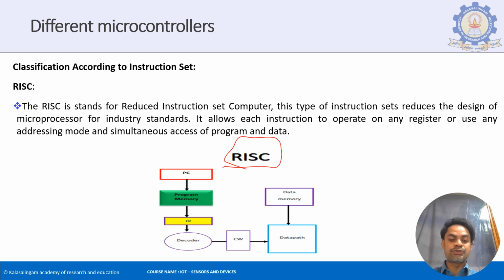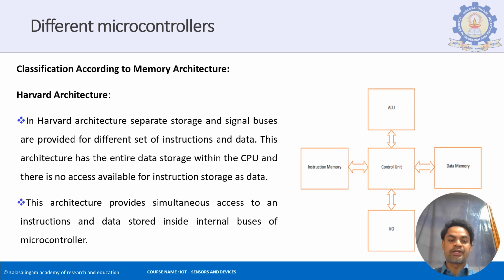RISC, as I told you, reduced instruction set, means a reduced number of instructions over here, which for us is difficult. We have to write more lines in the program, but for the computing facility it is easy to debug.